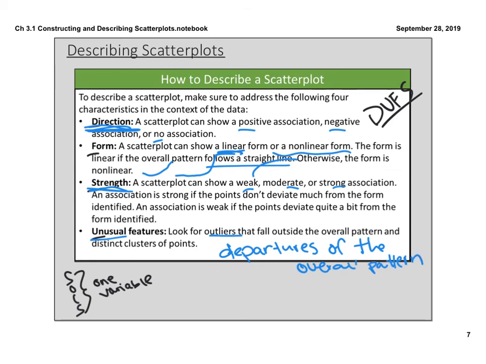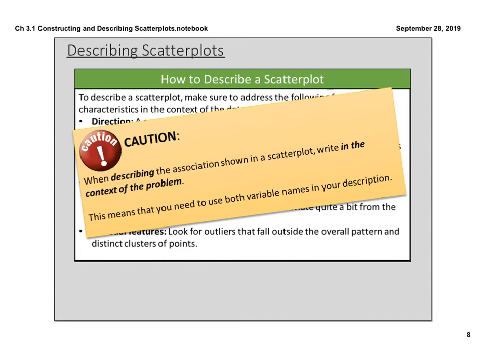So be careful. Just like with one variable, we had to use context quite a bit when we would write up our descriptions of our data sets. When we would write a description of the histogram or the dot plot or whatever it may be, we used the context of the question quite a bit. You have to do that again. When you're describing the association in a scatter plot, you have to put it in context of the problem. The College Board exam readers will automatically dock you if you don't put context in your write-ups.